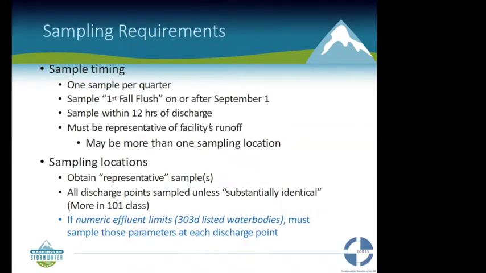All right, so sampling requirements. You have to sample at least once per quarter. And earlier, Anne was talking about that first fall flush. You need to note that when the new permit went into effect in January, they changed it to September 1st rather than October 1st. So don't forget to note that. And then you have to sample within 12 hours of discharge. And discharge means within 12 hours of the time that stormwater runoff leaves your property, leaves your facility.